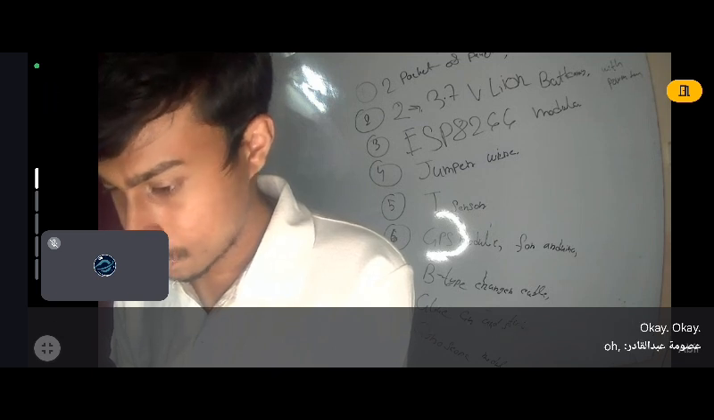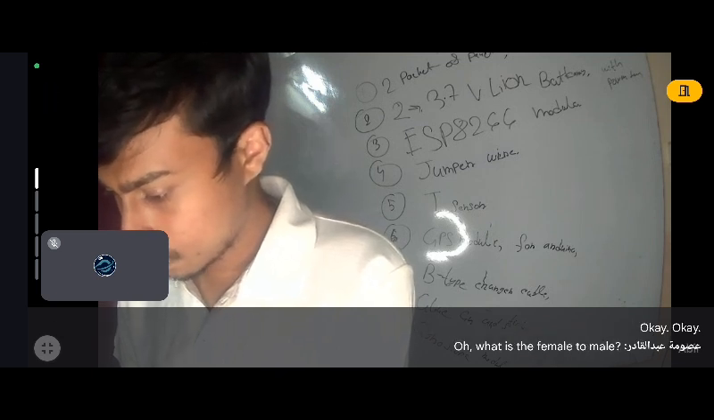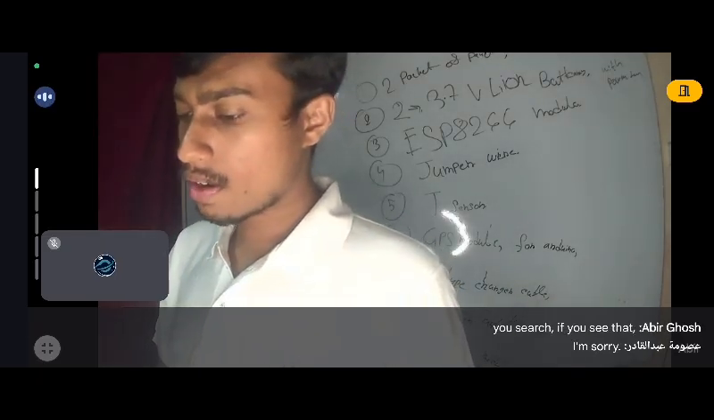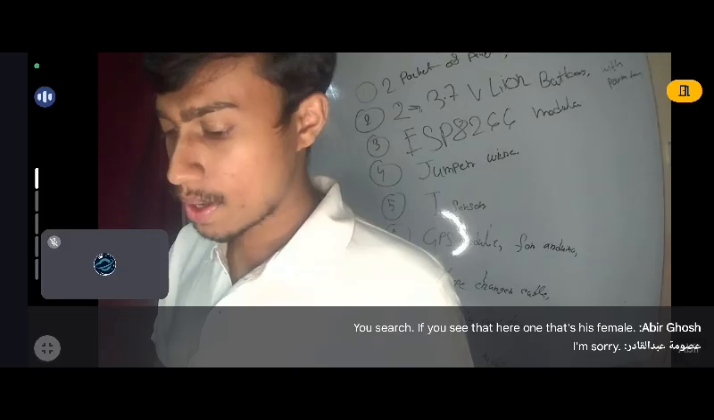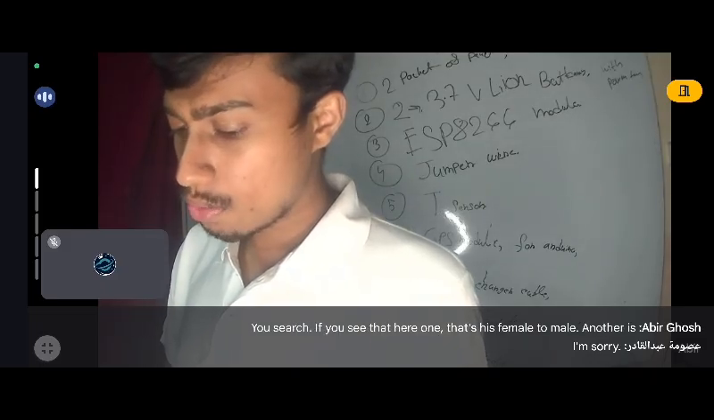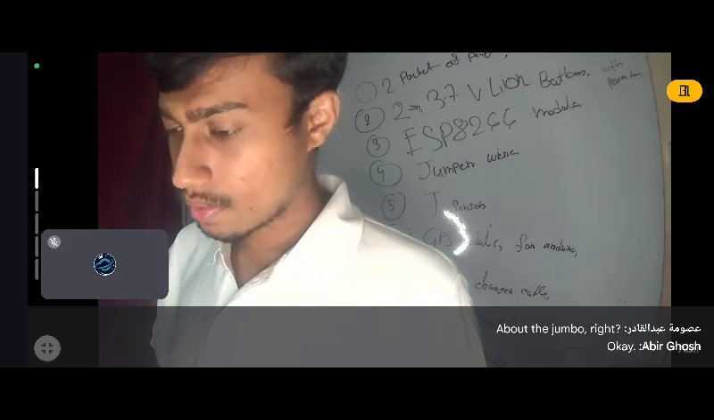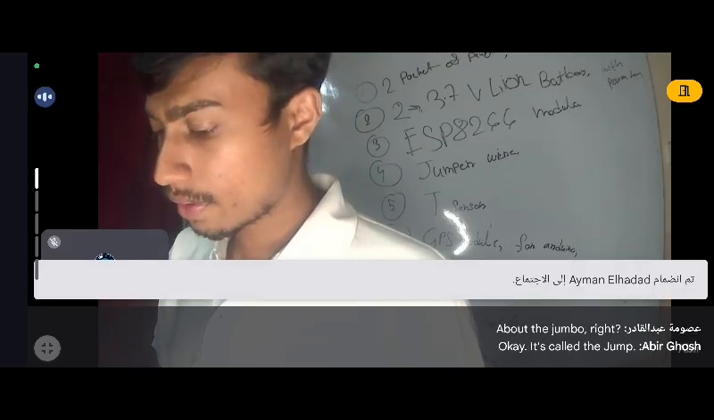Okay. What is the female to male? You search. You see that here one is female to male, another is male to male, another is female to female. Talking about the jumper, right? It's called the jumper wire.